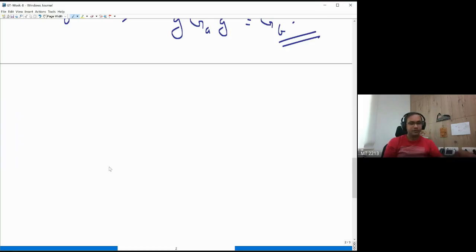So, okay, one of the very special situations where we are going to apply this theorem is when G acts on itself by conjugation.